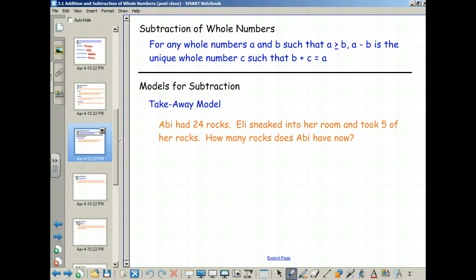So first of all, subtraction is defined in terms of addition, and that's the definition you see on top. If you've got a number A and it's bigger than B, then when you take A and subtract B off, that's equivalent to saying that A minus B equals C if B plus C equals A. So we're writing it in terms of addition. So here's the takeaway model, which is where I was headed.